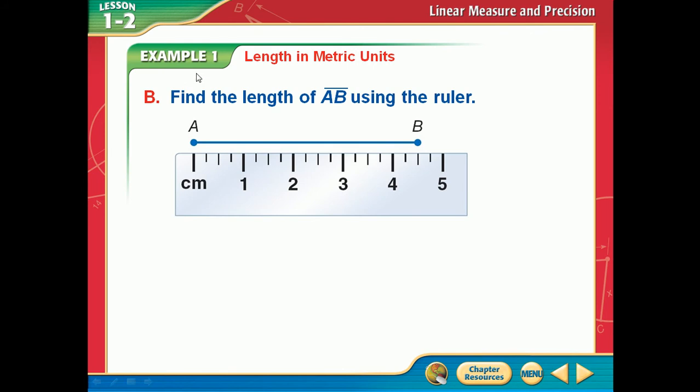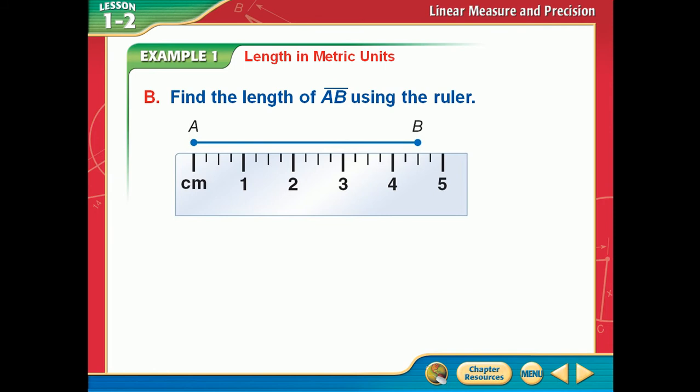Again, notice what they said. I'm bringing attention to this because in a second you won't see this. It says find the length of line segment AB. They actually write the words out, don't they? It's 4.5, and this is in centimeters. So 4.5 what? Centimeters.